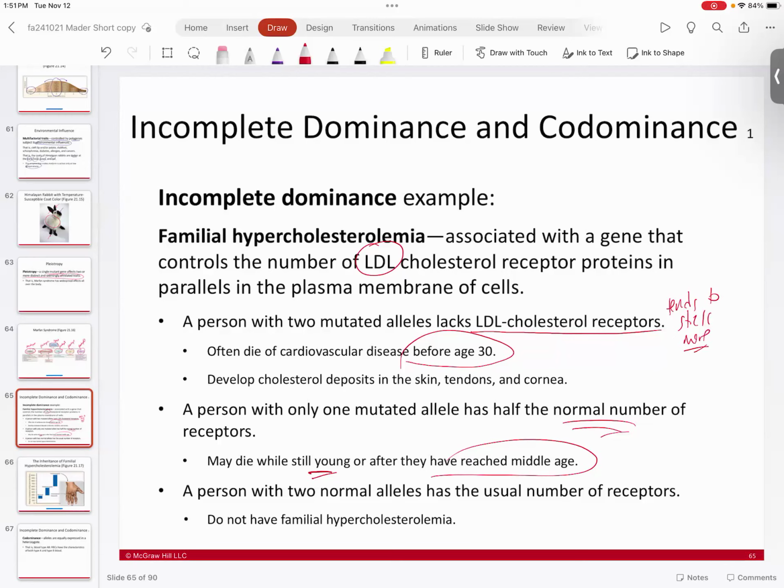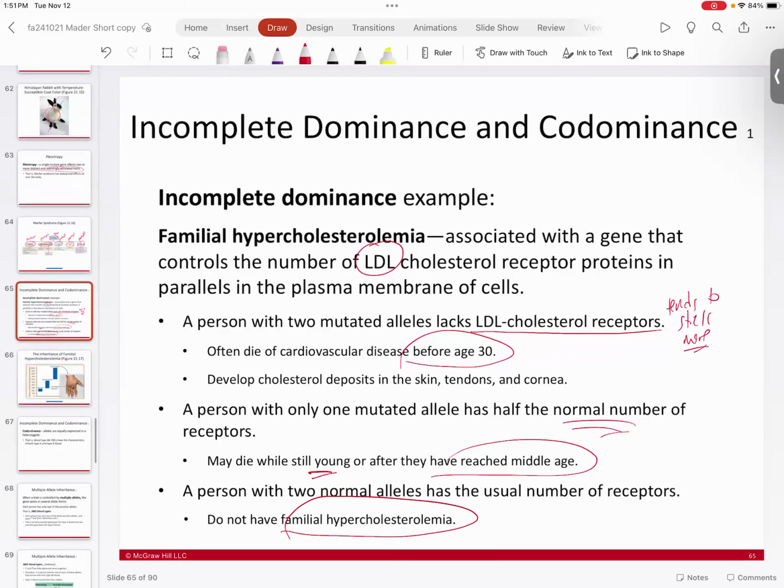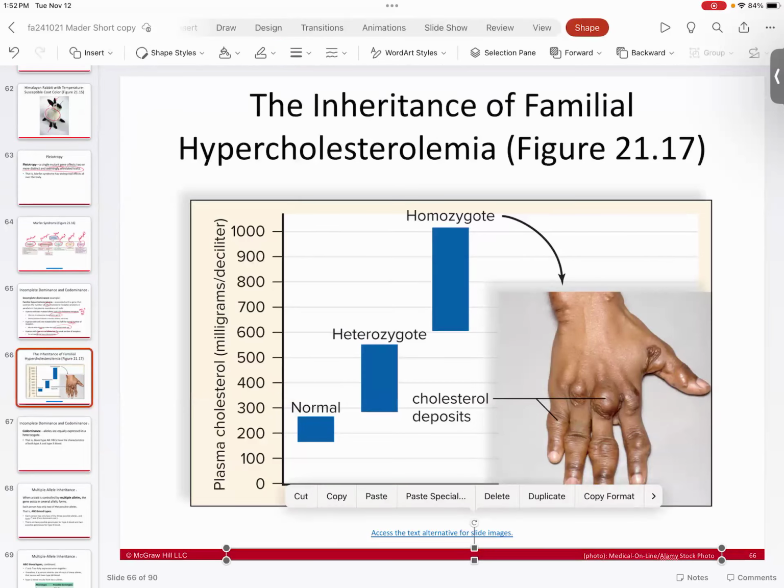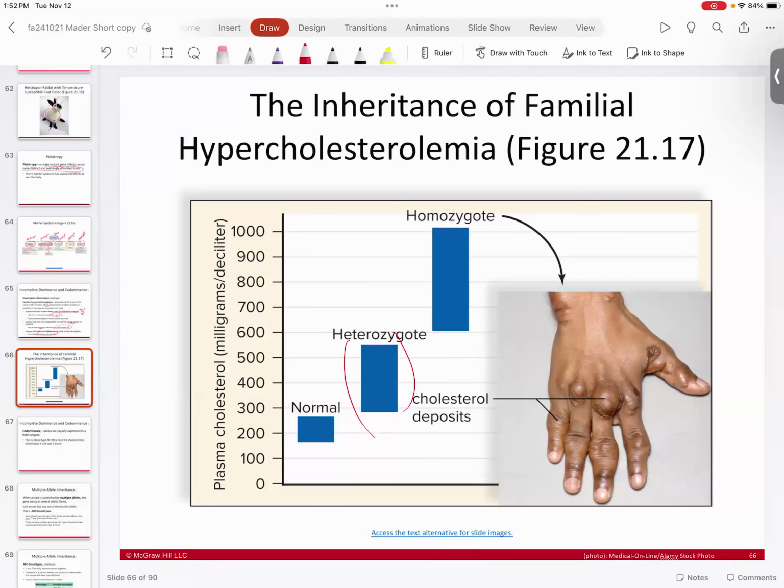Now, with 2 normal alleles, they don't have familial hypercholesterolemia, okay, because they have everything they need in order to manage these sticky lipids. And so this is kind of what this looks like. If you have 2 normals, you're going to have a normal situation. If you're heterozygote, it's going to be a little bit more problematic. It's going to be a little stickier. You're still going to have cholesterolemia, although not quite as strong. If you're homozygous, then you're going to have literally no lipid management, and you're going to see these huge cholesterol deposits throughout your body.